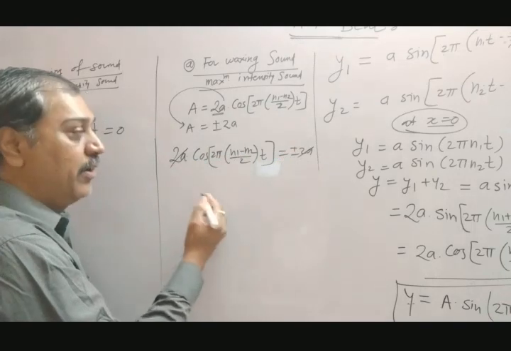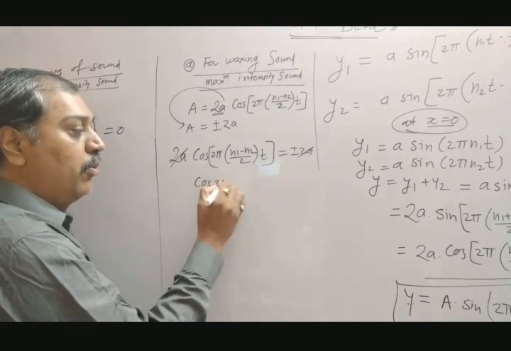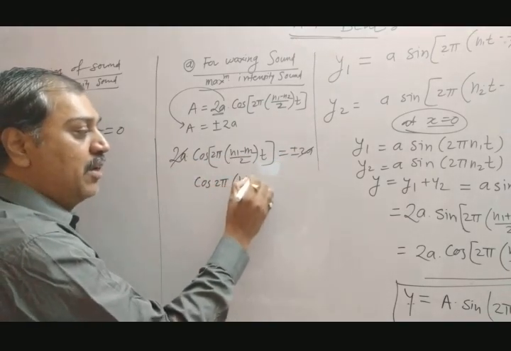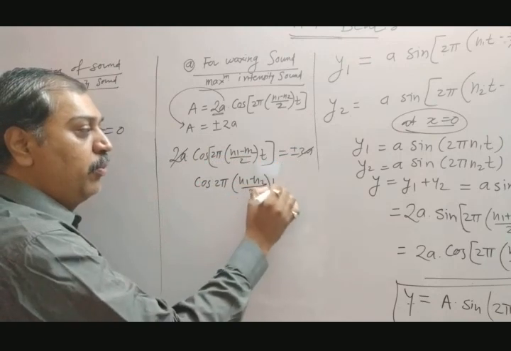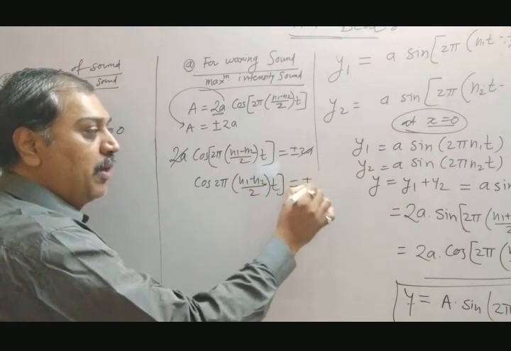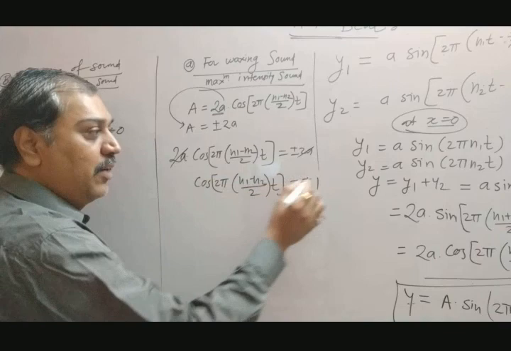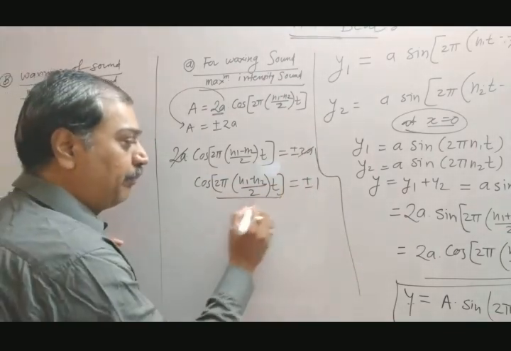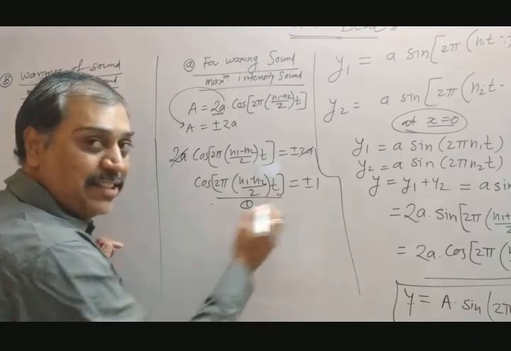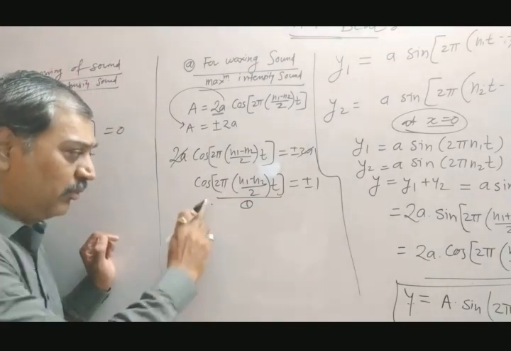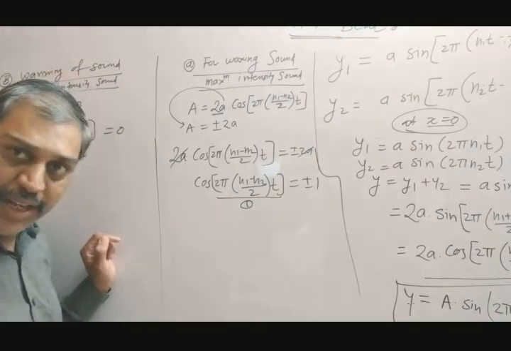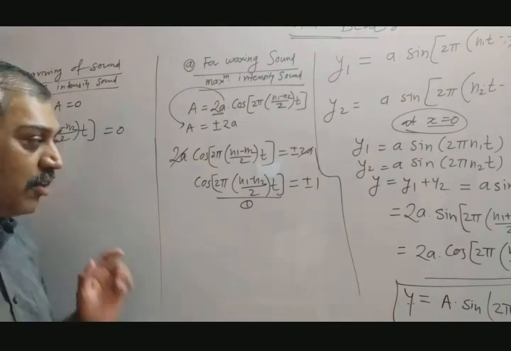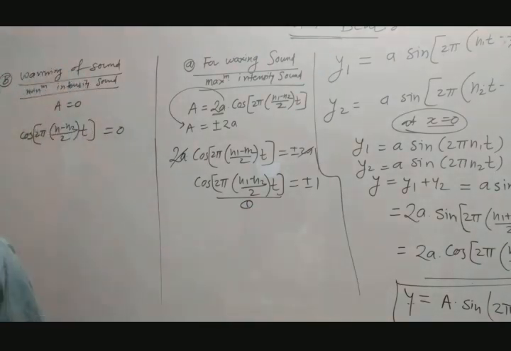We get plus or minus 1 here. So cos of 2π(n1 − n2)/2 × t is equal to plus or minus 1. As this is equal to plus or minus 1, suppose this is theta. Cos of theta is plus 1 when theta is 0. When theta is 0, cos of 0 is plus 1.